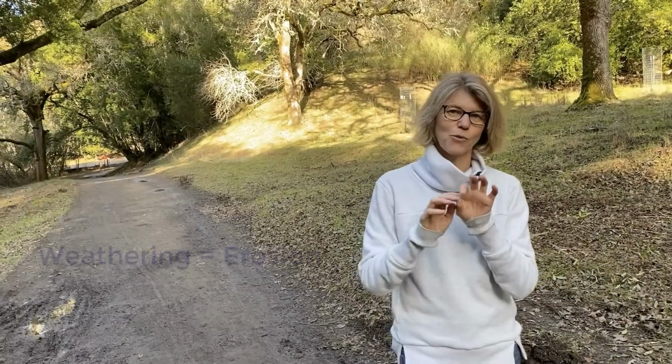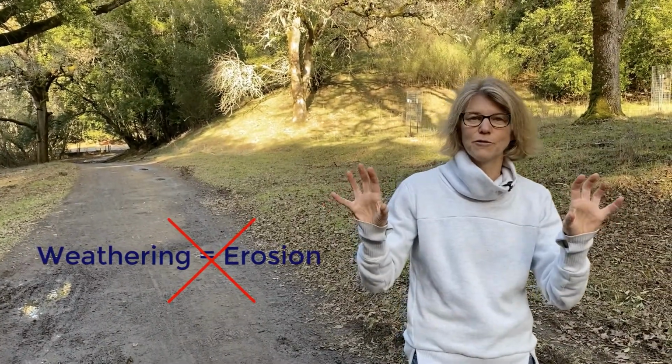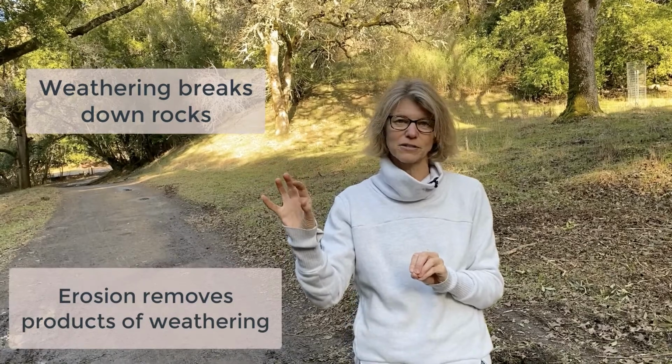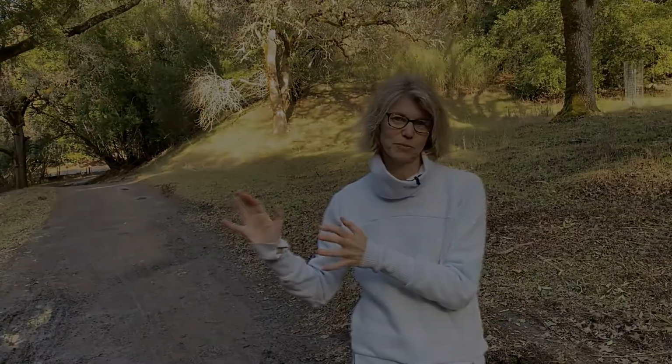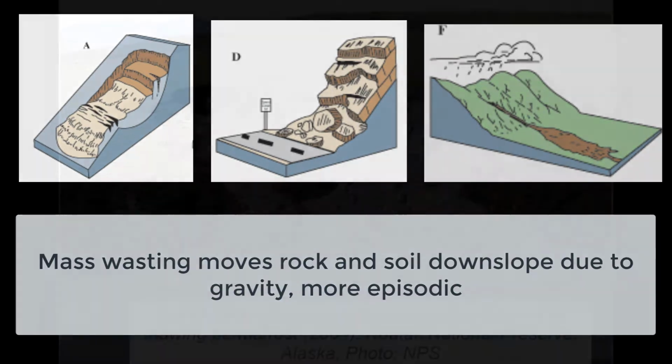We often talk about weathering and erosion as one, but they are a very distinct set of activities. Weathering is the breaking down of rocks, and erosion is the removal of the byproducts of weathering from high elevations to low elevations. And on a side note, mass wasting is a term that refers to the transfer or movement of rock or soil downslope primarily by gravity.